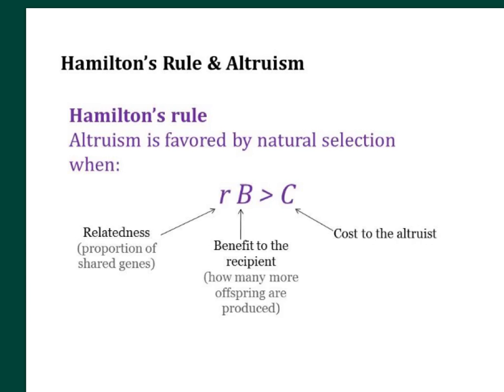And so R is the relatedness. This is the proportion of the shared genes. So an example would be a sibling would have a higher number of shared genes than a cousin or a second cousin or some distant relative. Okay, so then B is the benefit to the recipient. So how many more offspring can that recipient produce by helping that individual that's related to them? And then C is the cost to the altruist.